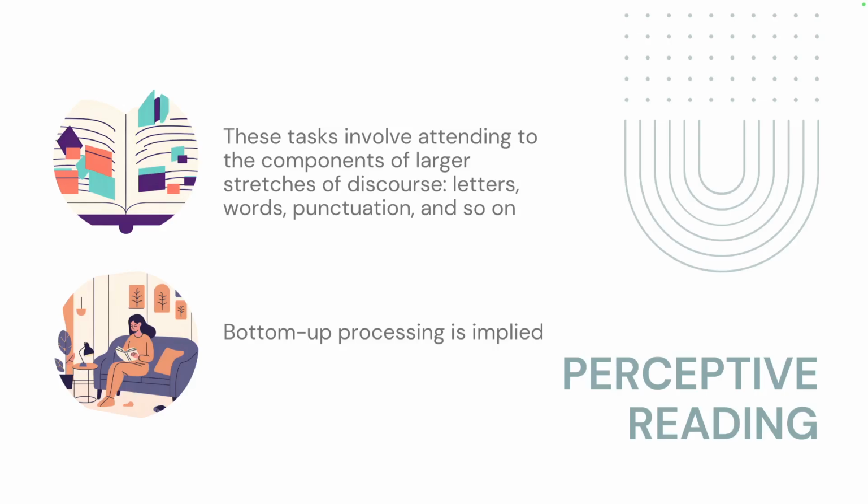So perceptive reading. These tasks involve attending to the components of larger stretches of discourse. So we're not just looking at vocabulary. Here we're looking at sentences and or paragraphs. If the discourse is too short, it's not reading, it's more grammar and vocabulary, right? But we're still looking at the letters, the words, the punctuation, and so on. So we're still focused on the very specific parts of the language. And it's implied here that students will use bottom-up processing. So here you will be assessing the micro skills.